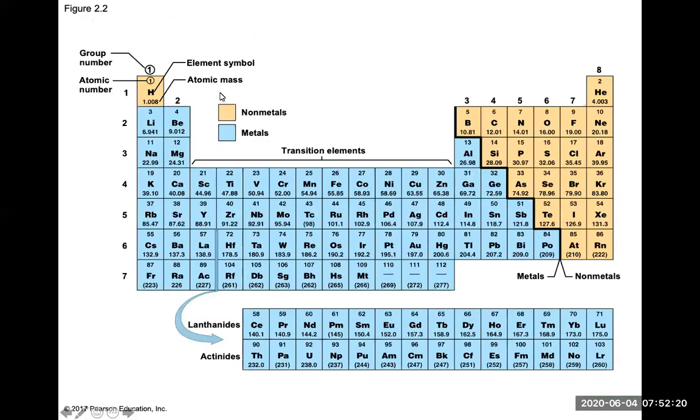This is our periodic table, and the atomic number will always be right above the element's symbol. This is hydrogen. It has an atomic number of 1, meaning there's 1 proton, and it also has a mass of about 1.